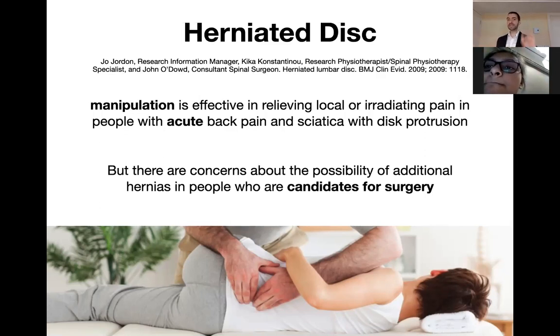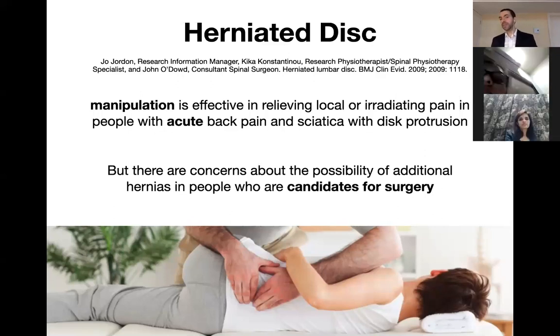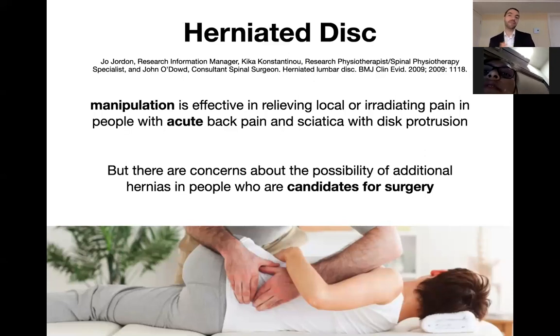Manipulation specifically is effective in relieving local or irradiating pain in people with acute back pain and sciatica with disc protrusion, and that's very interesting. But science has some concerns about the possibility of additional hernias, of another hernia appearing in people who are candidates for surgery. If you do the manipulation in the wrong way, that's really possible. If you follow the right steps and go to the safer side, there is no problem. But if you don't go to the safer side, you're a riskier manipulator, so maybe you'll have problems in some patients. It's really important to understand what science is saying to us, and what it can do and what it cannot.